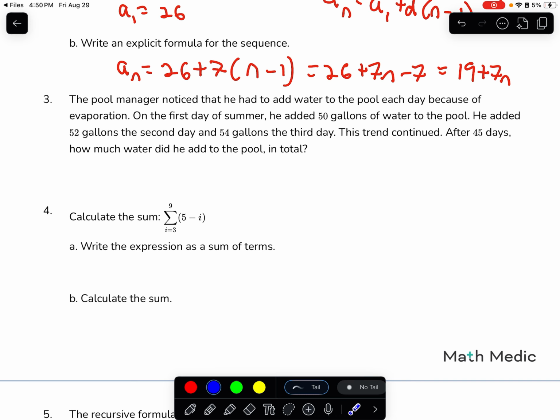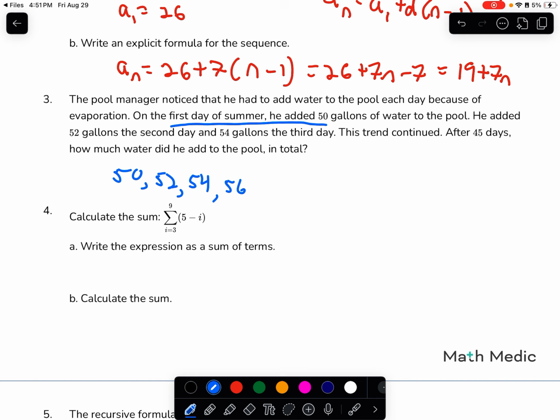So you basically have a sequence of numbers added to the pool, volume. On the first day, he had 50. So the first number in the sequence was 50. Then he added 52. Then he added 54. And then he added, and so forth, right?